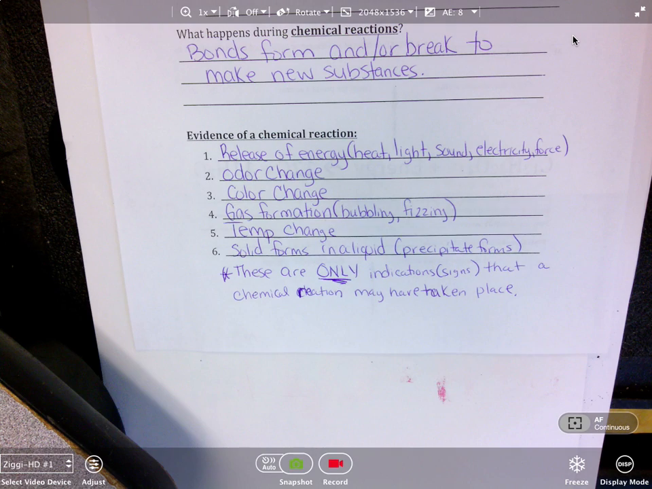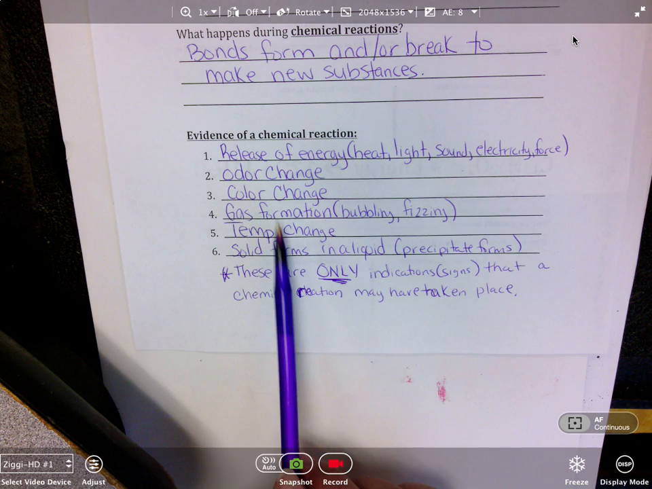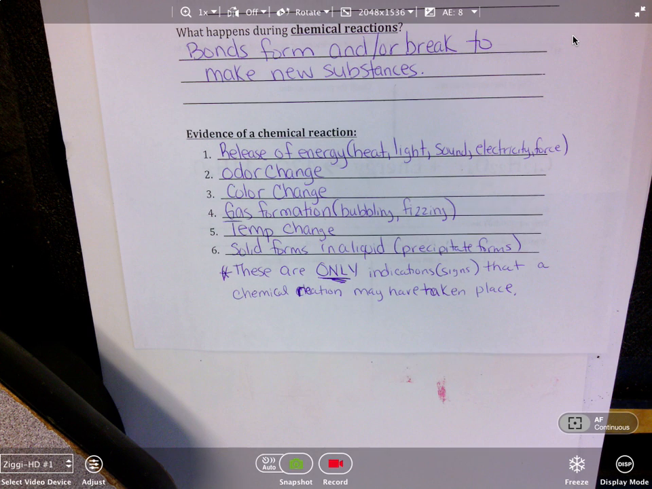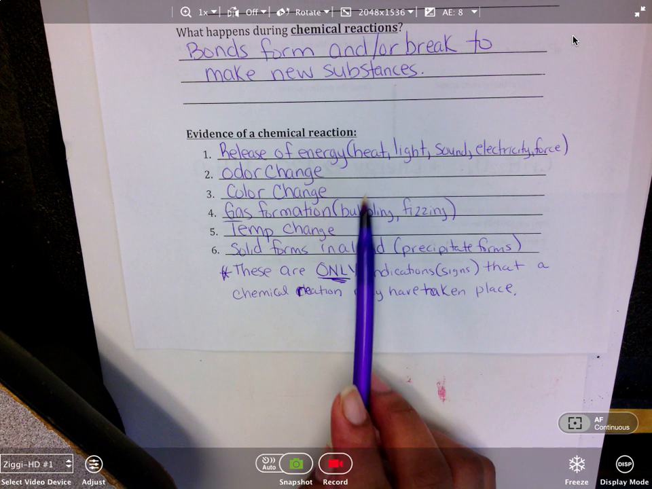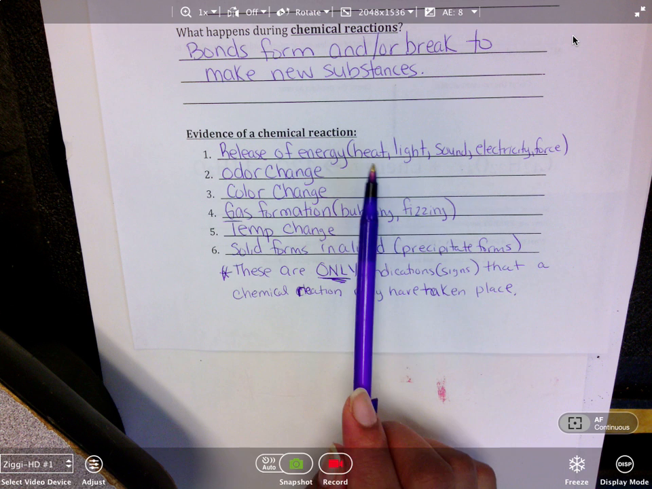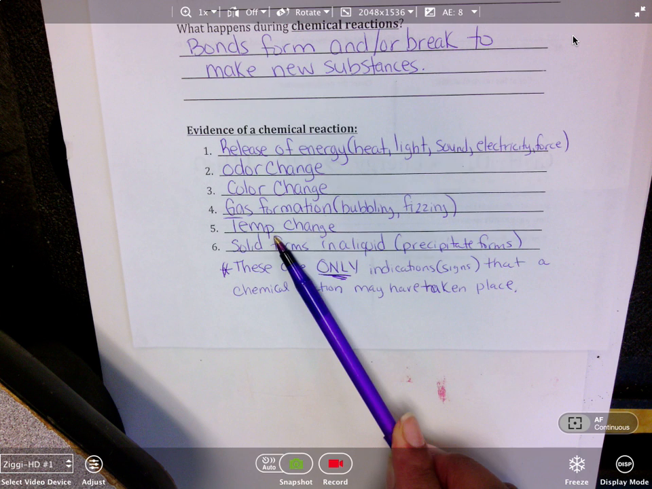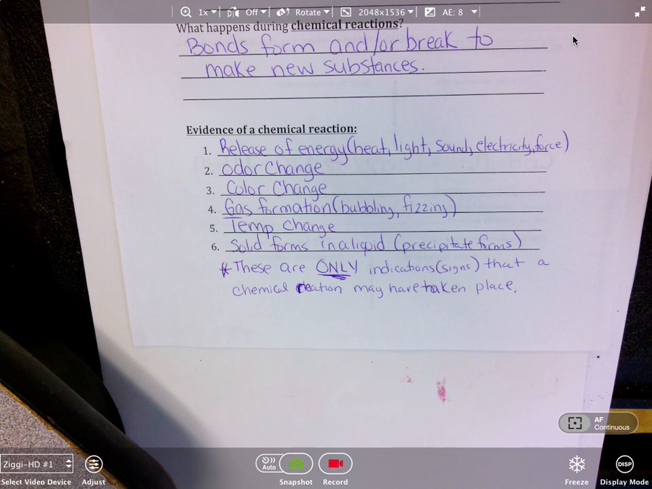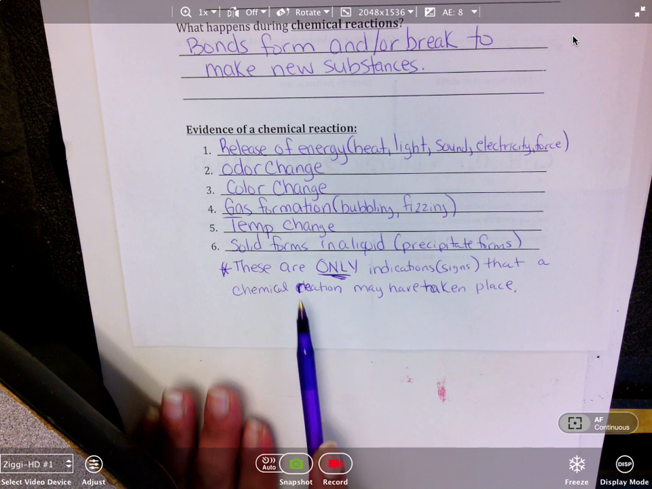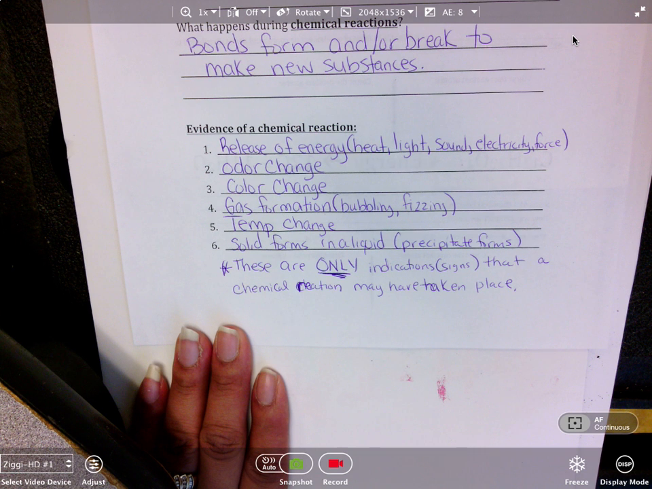And when I say they're signs, for example, if you take water and you put it on the stove and you turn the heat on, is it going to bubble? Yeah. Is it going to have a temperature change? Yeah. But is there a chemical reaction? No, because it's turning from a liquid to a gas. It's still water, though. Let's say you have the same water and you put it in the freezer. Does it change temperature? Yeah. It goes from warm or regular room temperature to cold. But is there a chemical reaction? No, you just have frozen water. So these are only indicators or a sign that a chemical reaction may have taken place.